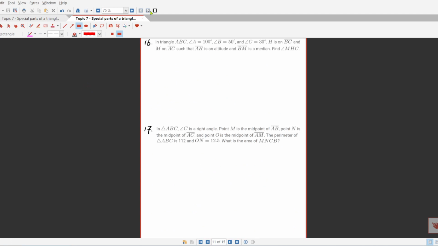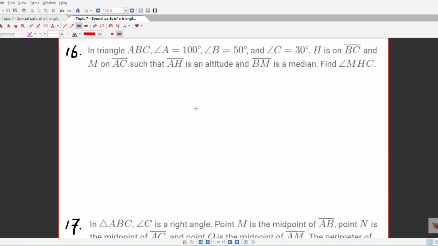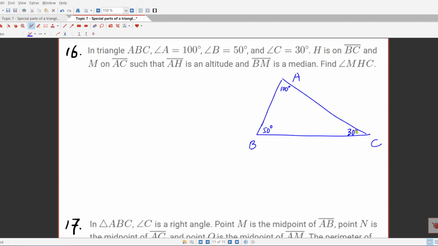All right, next one, question number 16. Okay, this time we need to draw the diagram by ourselves. In the right triangle ABC, angle A is 100 degrees, angle B is 50 degrees, angle C is 30 degrees, H is on BC, and M is on AC, such that AH is altitude, so this is AH, and BM is median. M is here. Find angle MHC.